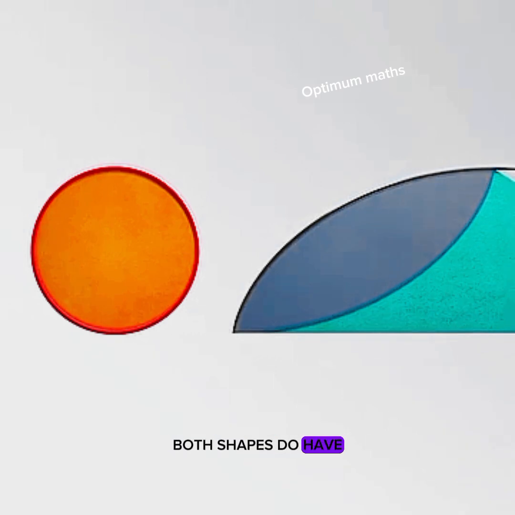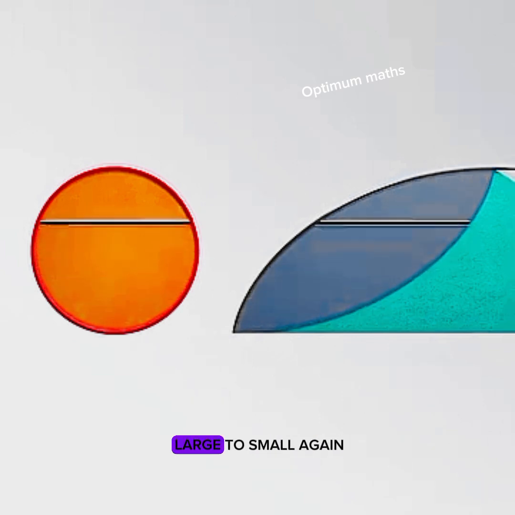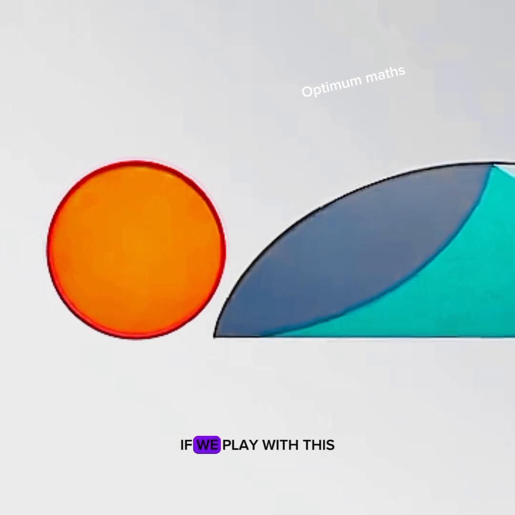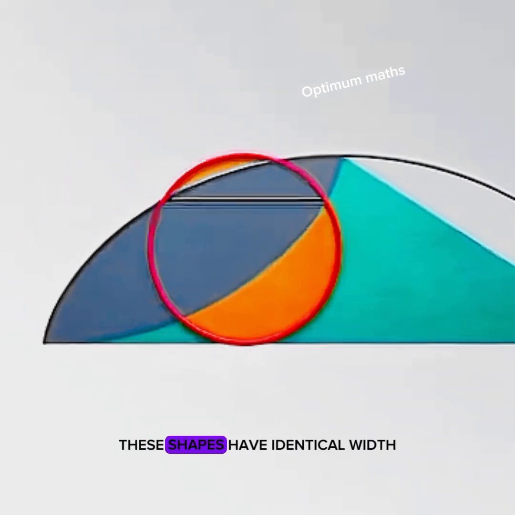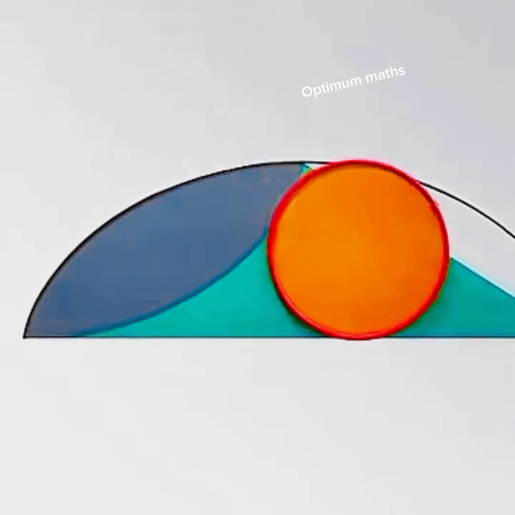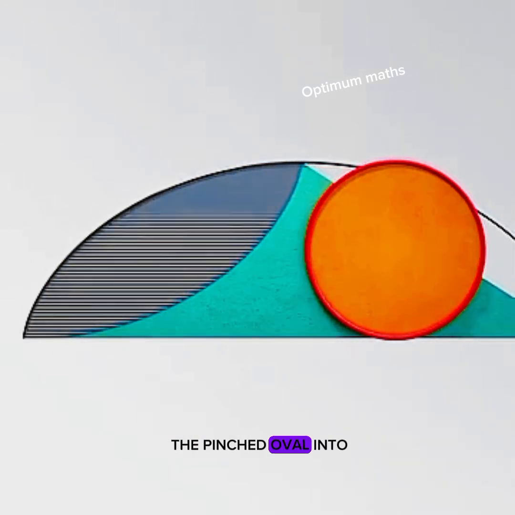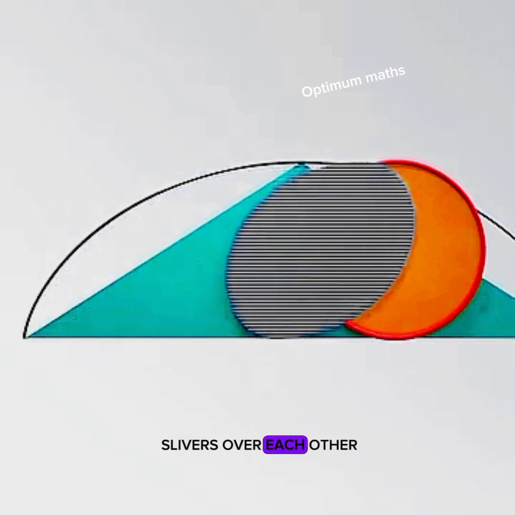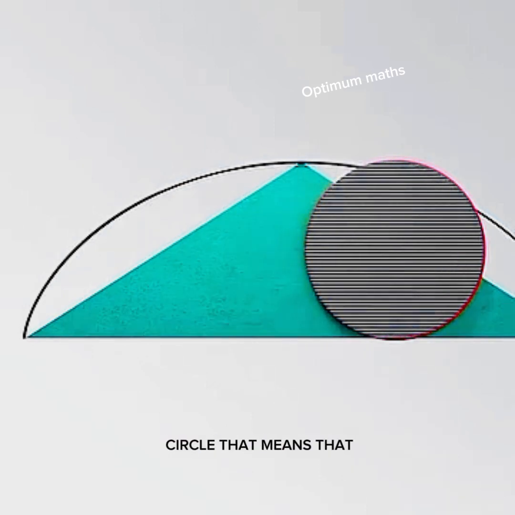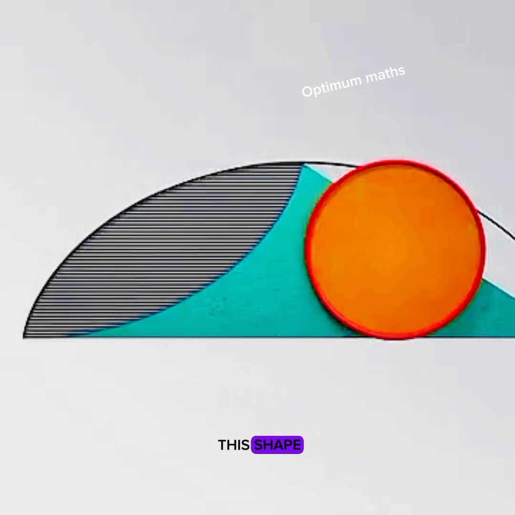Both shapes do have a continually changing width, going from small to large to small again. If we play with this, we could find that spanning upwards, these shapes have identical widths. If we sliced up the pinched oval into tiny slivers, we could slide those slivers over each other to make a perfect circle. That means that this shape has the same area as this circle.